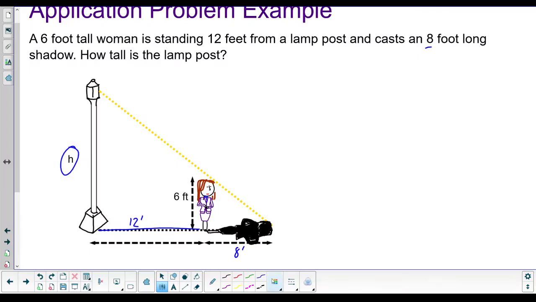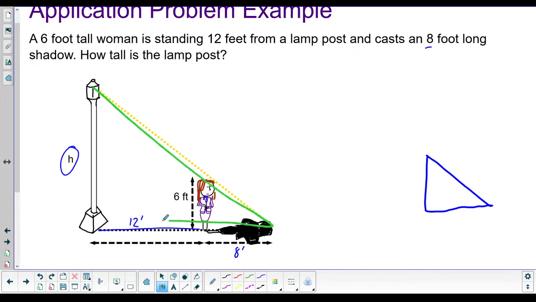So if we look carefully, we can see that we actually have 2 triangles here. We have one triangle made of the woman, her shadow, and then an imaginary line drawn between the 2 of them. That's one triangle. The other triangle that we have is from the top of the lamppost down to where the shadow's head is, the distance between the shadow and the lamppost, and then the height of the lamppost.